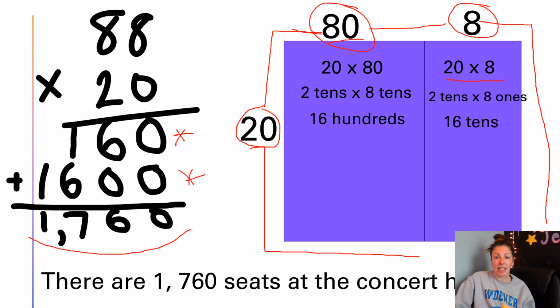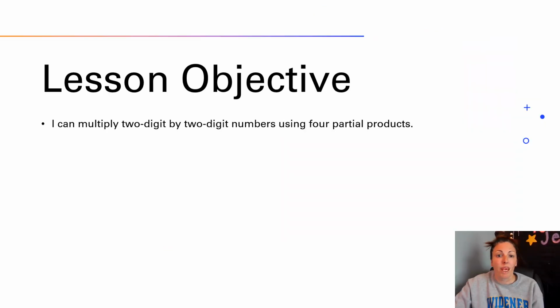But the sentence that I created: there are 1,760 seats at the concert hall. So my lesson objective for the week: I can multiply 2-digit by 2-digit numbers using 4 partial products. And we started the process of that last week with multiplying 2 digits by a 2-digit multiple of 10. And we got 2 partial products in last week's work.